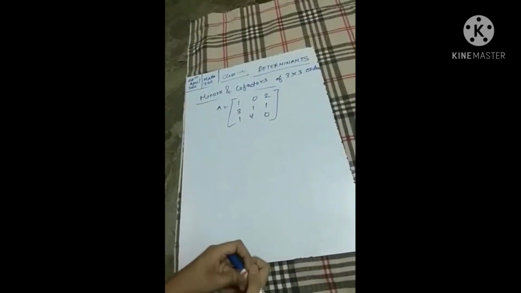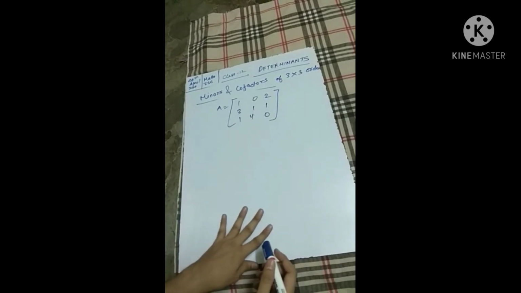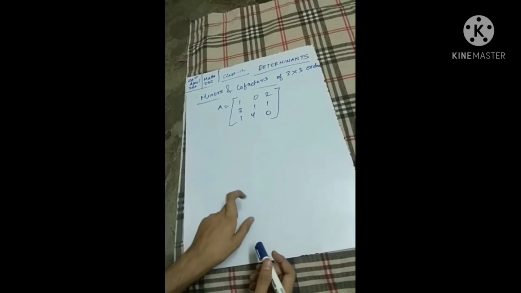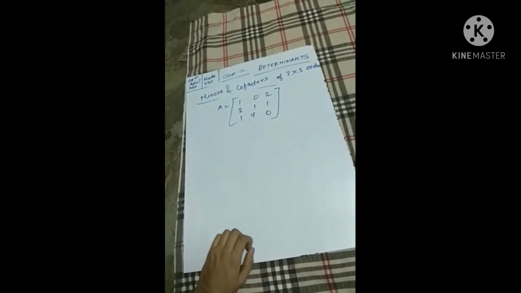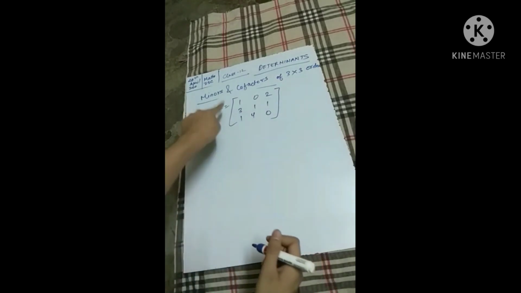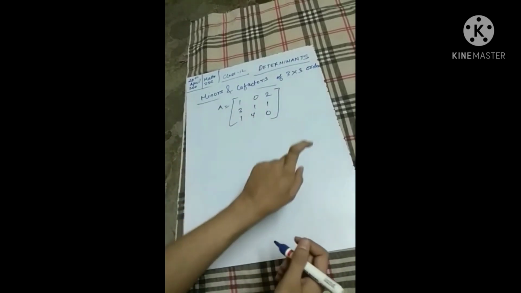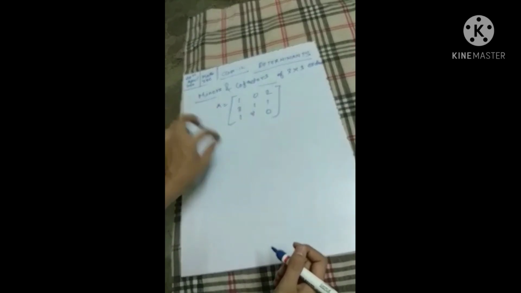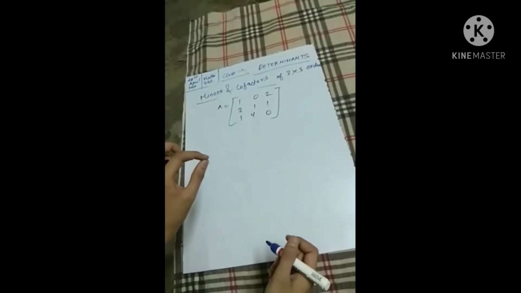Okay, now let us find the minor and cofactor of a 3 cross 3 order matrix. I've taken one example, this one. So how to find the minor and cofactor of this 3 cross 3 matrix? As in the previous video, I've told about how to find the minor and cofactor of 2 cross 2. Similarly we have to follow the working rule here also. So first, as I told, each and every element has its minor and cofactor. Similarly here, each and every element will have its minor and cofactor.